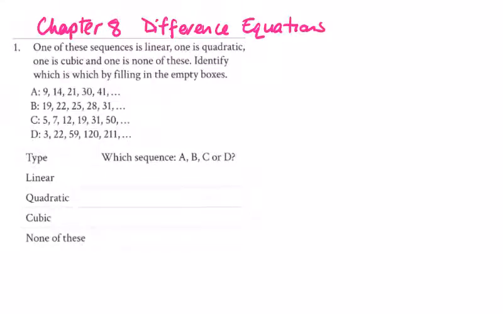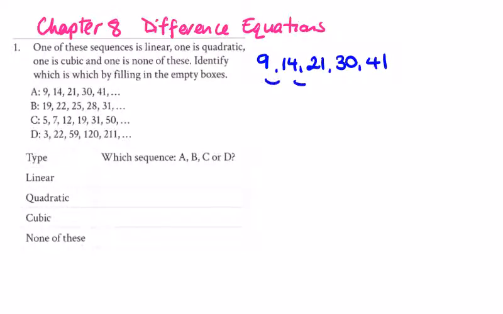This is the first video that relates to chapter 8, difference equations. Some really simple questions to start. We're just asked whether these sequences are linear, quadratic, cubic or none. So let's write A out: 9, 14, 21, 30 and 41.